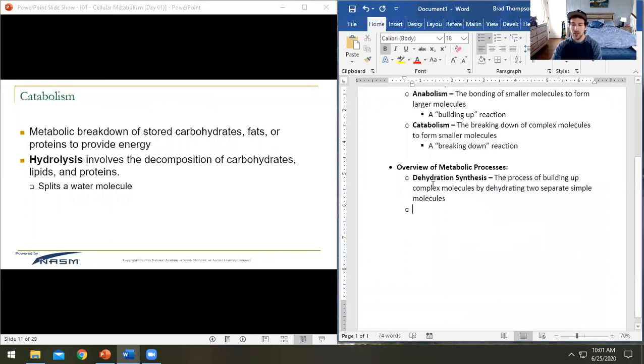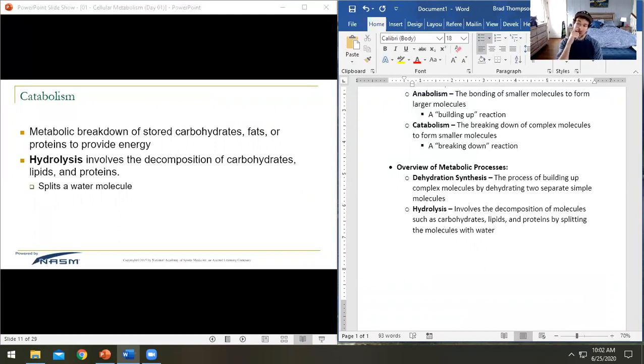How do I break it down? Well, the opposite of dehydration synthesis is what is called hydrolysis. And hydrolysis involves the decomposition of molecules such as carbohydrates, lipids, and proteins by splitting the molecules with water.